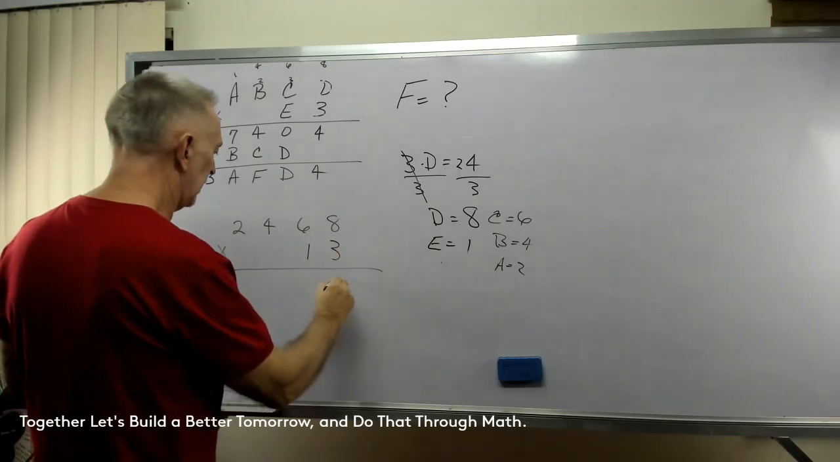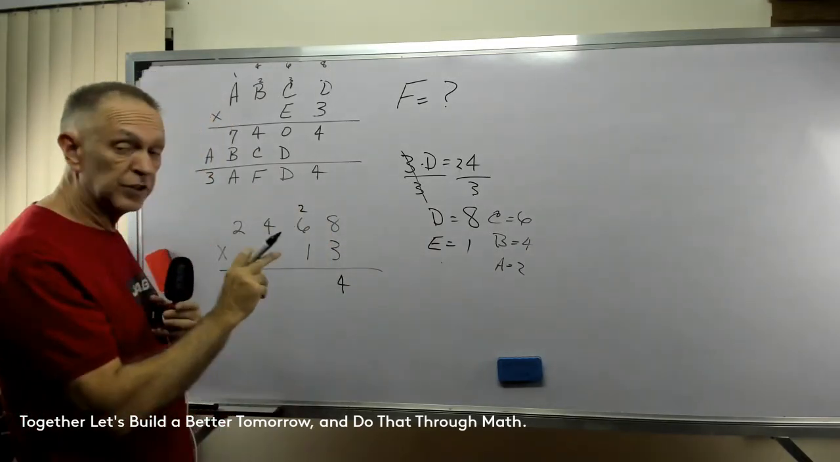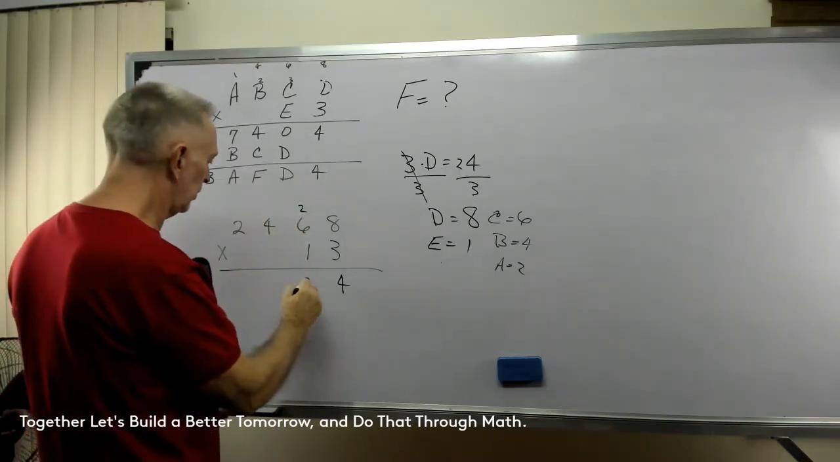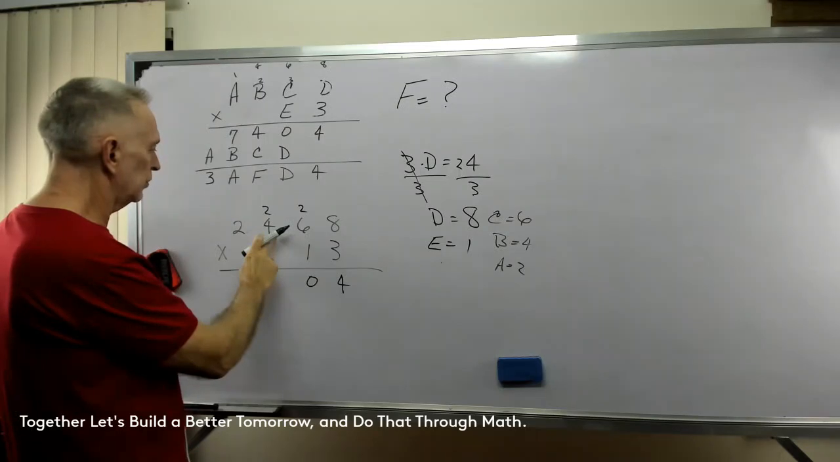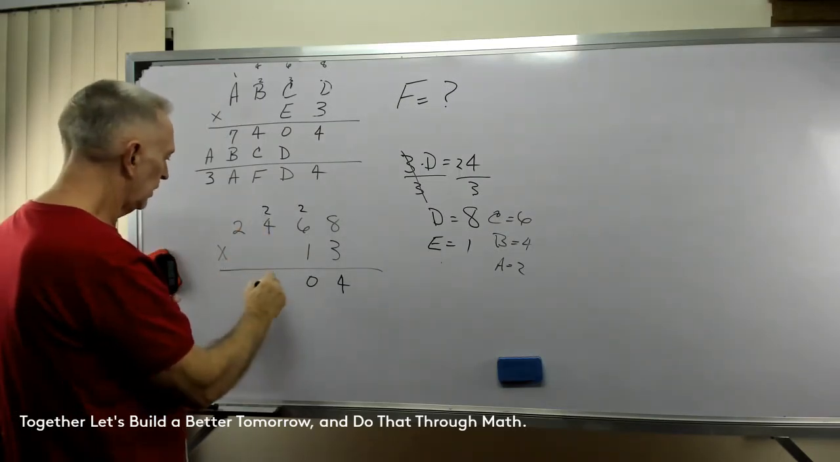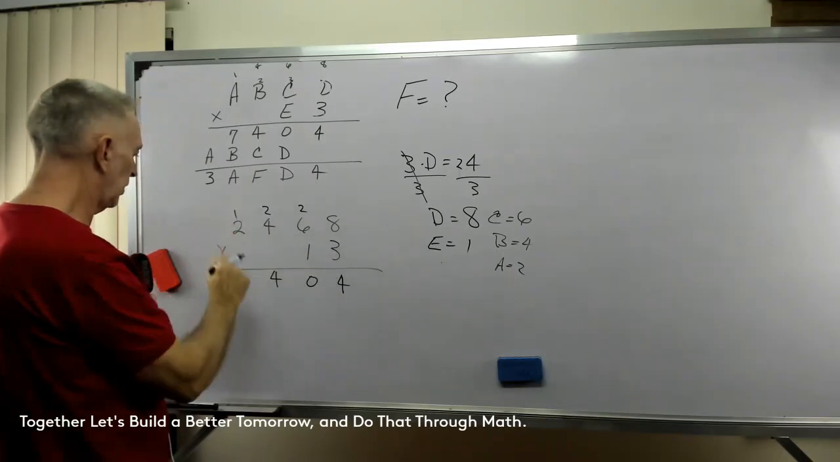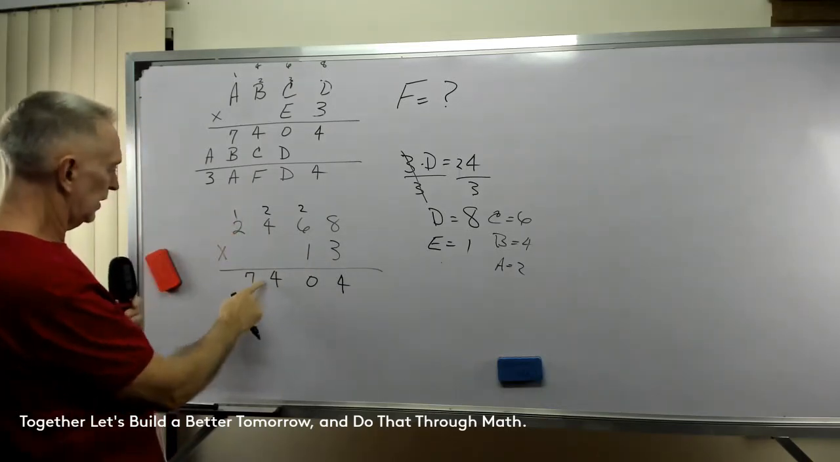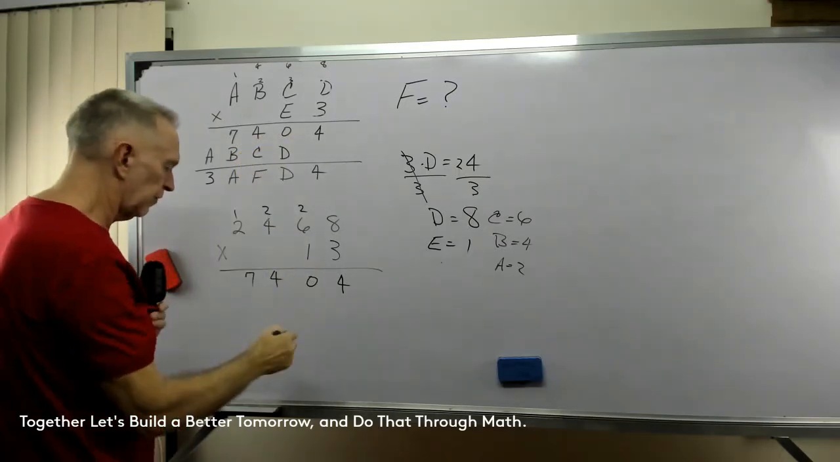Okay, 3 times 8 is 24. Carry the 2. 3 times 6 is 18. 18 plus 2 is 20. Carry the 2. 3 times 4 is 12 plus 2 is 14. Carry the 1. 3 times 2 is 6 plus 1 is 7. 7404. So far so good.